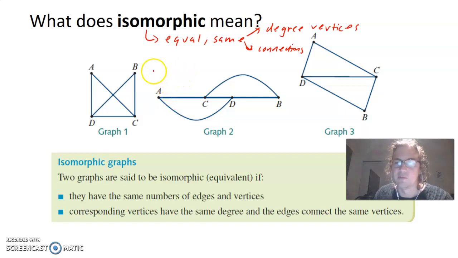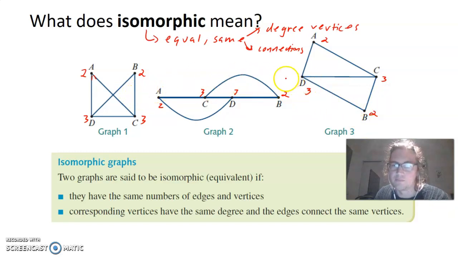but the same connectivity applies. So A has degree 2, because it's got two connections, 1, 2. D has degree 3, B has degree 2, C has degree 3. In graph 2, A has degree 2, C has degree 3, D has degree 3, B has degree 2. In graph 3, A has degree 2, C has degree 3, D has degree 3, and B has degree 2. Okay, and if you look carefully, they're all the same. They've all got the same degree, the same number of connections.